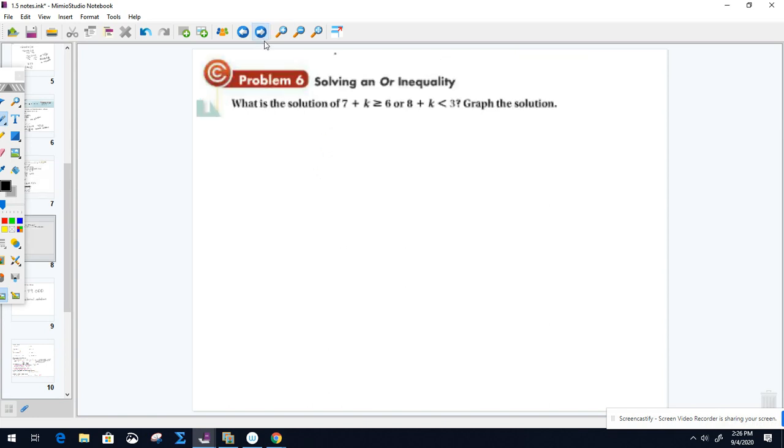We'll go over to an or. Or means either one of these is correct. So again, it literally says the word or here. So again, it could be one or the other. So for this problem, I'm going to solve for k. So just subtract 7. That gives me k is greater than or equal to negative 1. Or I'm going to subtract 8 from both sides. K is less than negative 5. So I have k is less than negative 5.